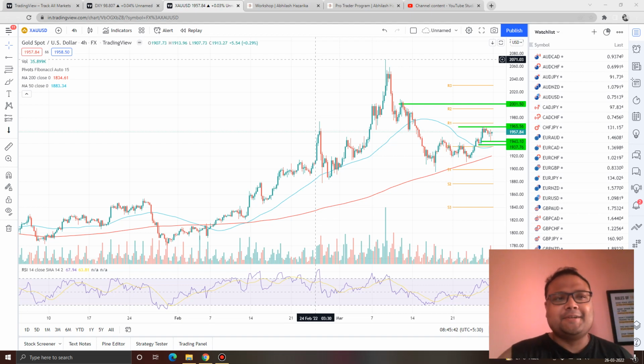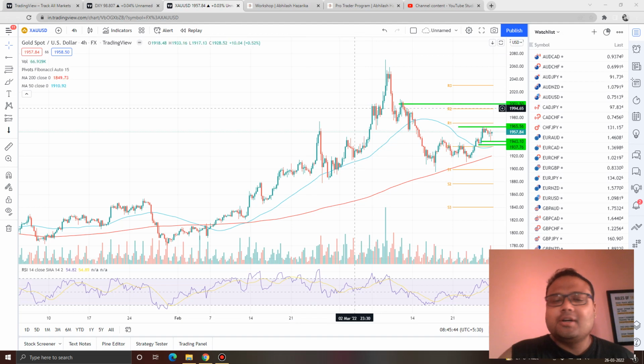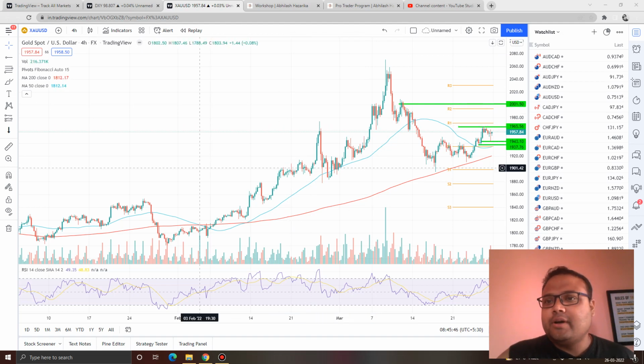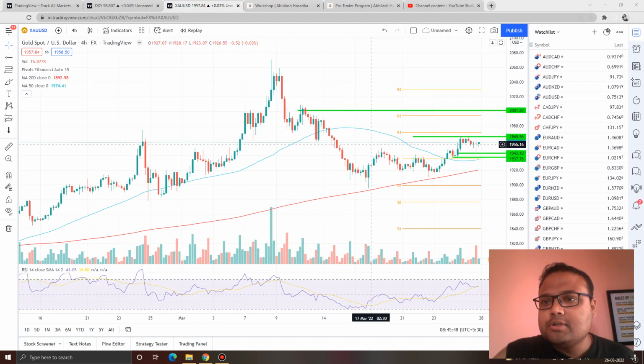So let's get started. This is the forex chart of gold USD in front of us right now, and gold closed at 1957.84. This is the last traded price of gold here.